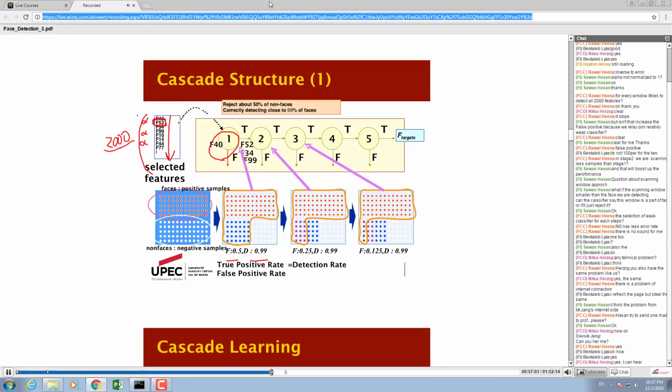So in this way, stage 2 can have more weak classifiers, and it can achieve this rate, 99% true positive rate and 25% false positive rate. The reason why we have 3 weak classifiers. Why do you think we need three weak classifiers? This is just an example, okay? Why do you think we need more weak classifiers in stage 2?